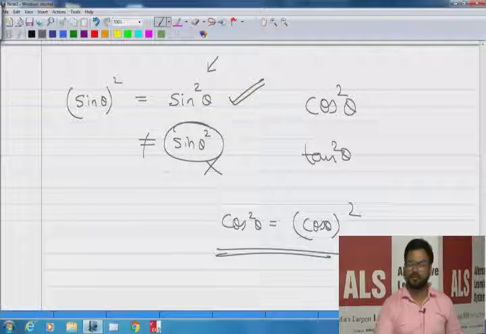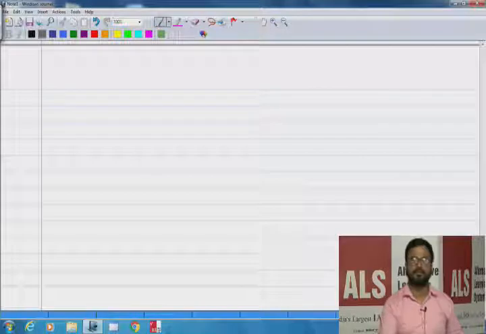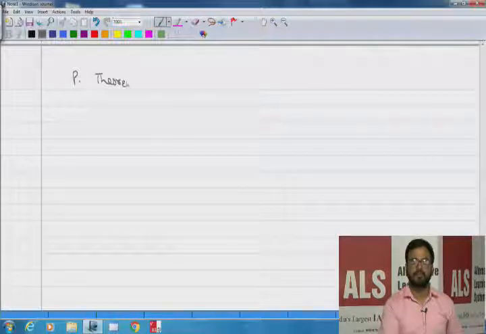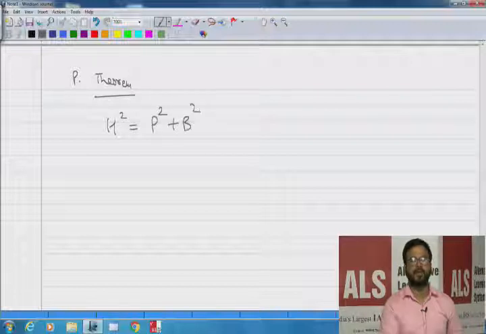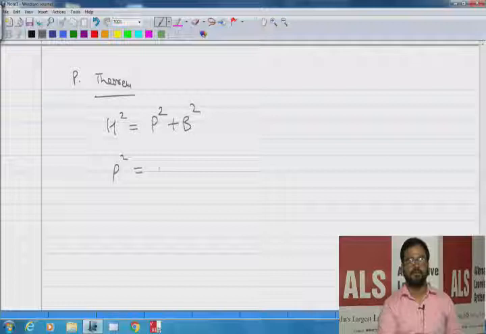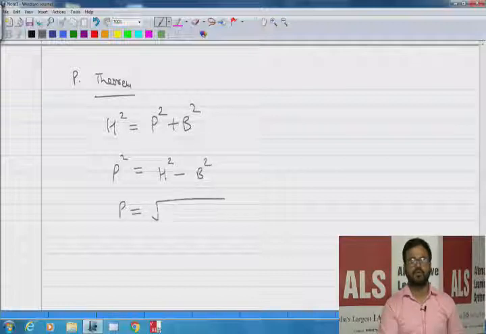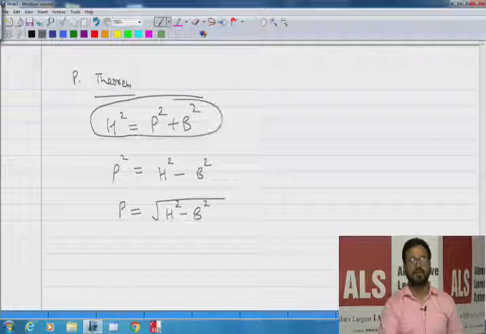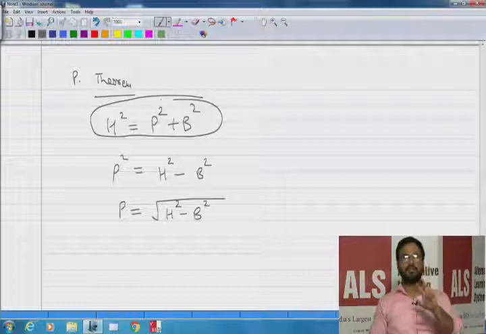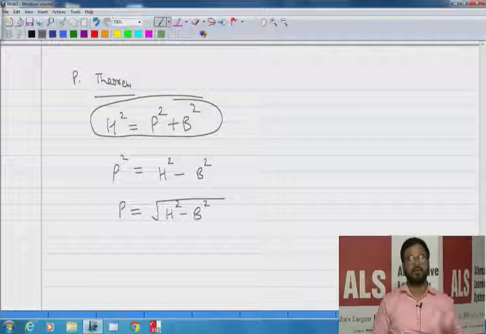The same logic you can use. Pythagoras theorem says h square is equal to p square plus b square. Let's say if you want to find p, so you can write p square is equal to, take this b square on the left hand side, this will be h square minus b square, or p will be equal to under root of h square minus b square. But don't remember this p and b in this way, always remember this basic thing. From this one, two of the things will be given and the remaining one you can find easily.